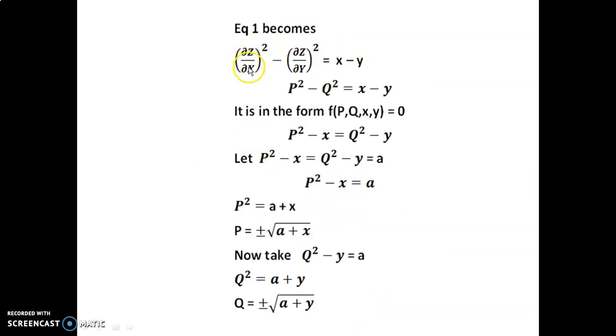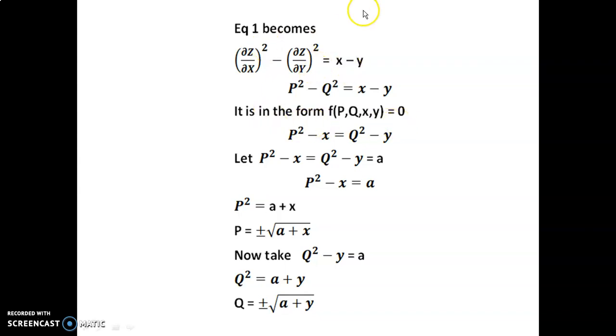Equation 1 becomes (dou Z by dou X) whole square minus (dou Z by dou Y) whole square, which is equal to x minus y. Now dou Z by dou X is capital P and dou Z by dou Y is capital Q. So P square minus Q square equal to x minus y. It is now in the form f of p, q, x, y equal to 0. That is type number 3. Here the variable z is absent.